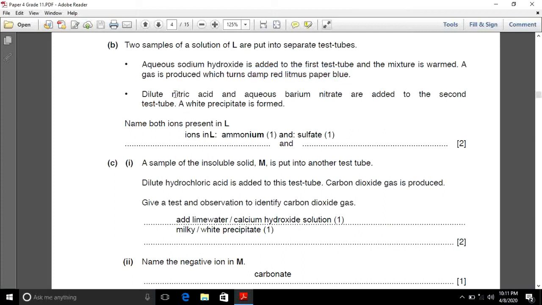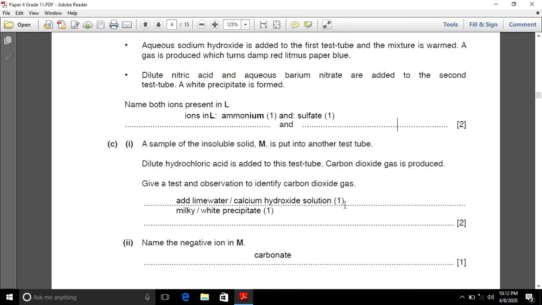This is the test for sulfate ions: add dilute nitric acid and then aqueous barium nitrate. A white precipitate of barium sulfate will be formed. Name both ions present in L. L will contain ammonium ions as well as sulfate ions.